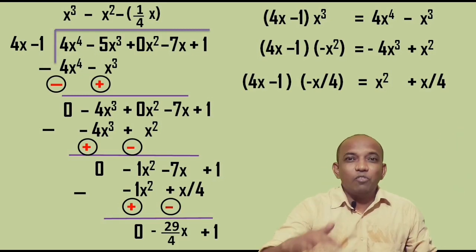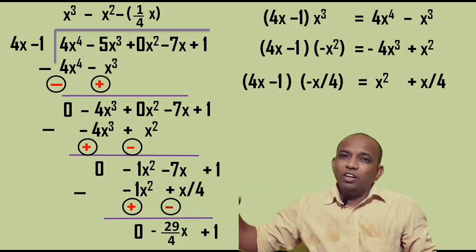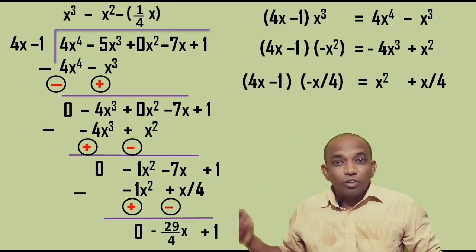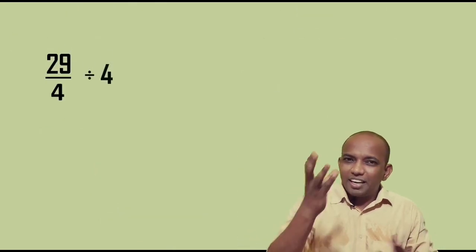What to do? Yes, the way I told you in the previous step. Copy the same number, that is 29 upon 4, and that number will be divided by 4 again, the 4 from the divisor. Okay, so 29 upon 4 divided by 4. This should be the procedure to get the correct answer.